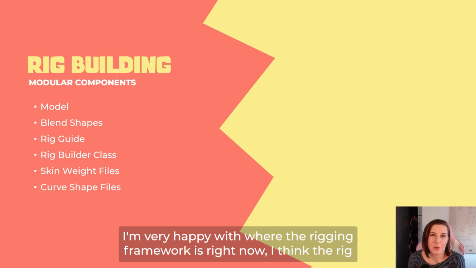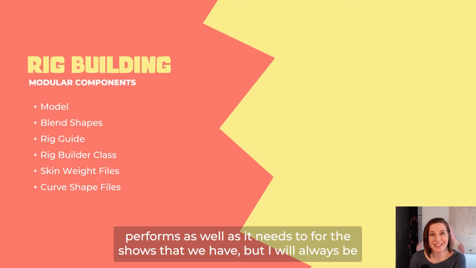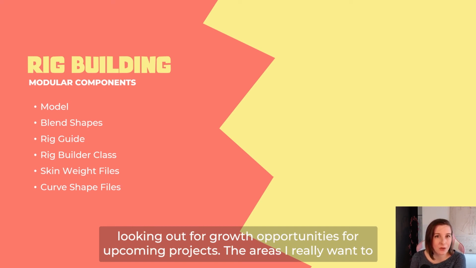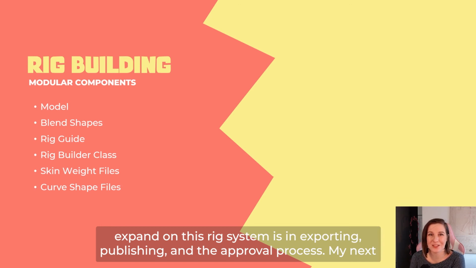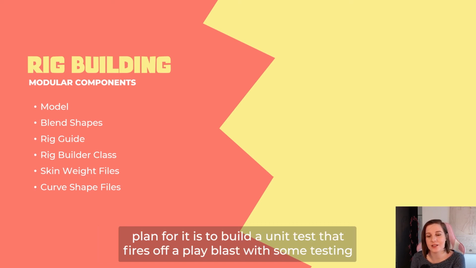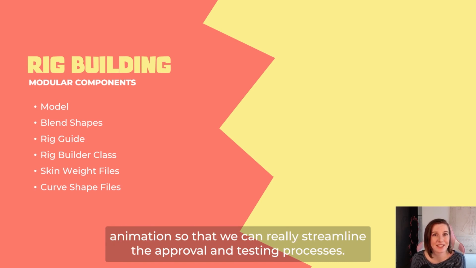I'm very happy with where the rigging framework is right now. I think the rig performs as well as it needs to for the shows that we have, but I'll always be looking out for growth opportunities for upcoming projects. The areas I really want to expand on this rig system is in exporting, publishing, and the approval process. My next plan for it is to build a unit test that fires off a playblast with some testing animation so that we can really streamline the approval and testing processes.